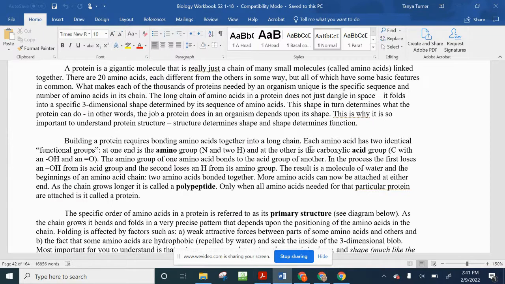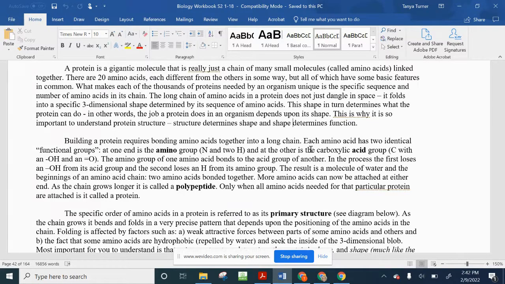The long chain of amino acids in a protein does not just dangle in space. It folds into a specific three-dimensional shape determined by its sequence of amino acids. This shape, in turn, determines what the proteins can do. In other words, the job a protein does in an organism depends upon its shape. This is why it is so important to understand protein structure. Structure determines shape, and shape determines function.